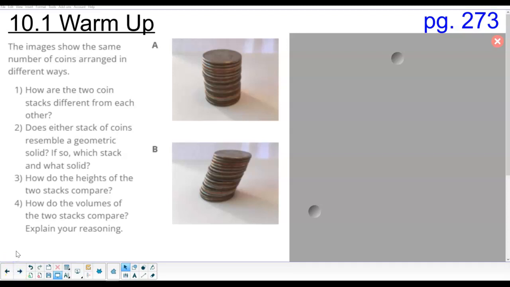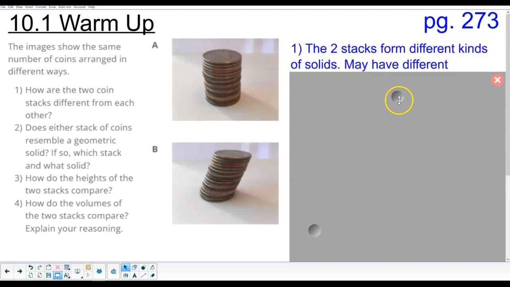Good morning, students. Please turn to page 273, read through 10.1 warm-up, hit pause, and then we'll go through the answers here. All right, now that you had a chance to try it, number one, how are the two coin stacks different from each other?